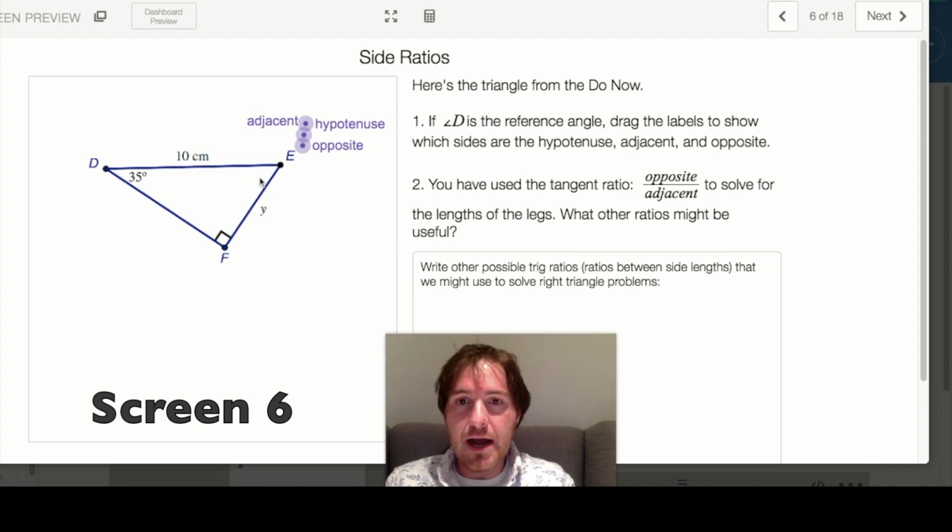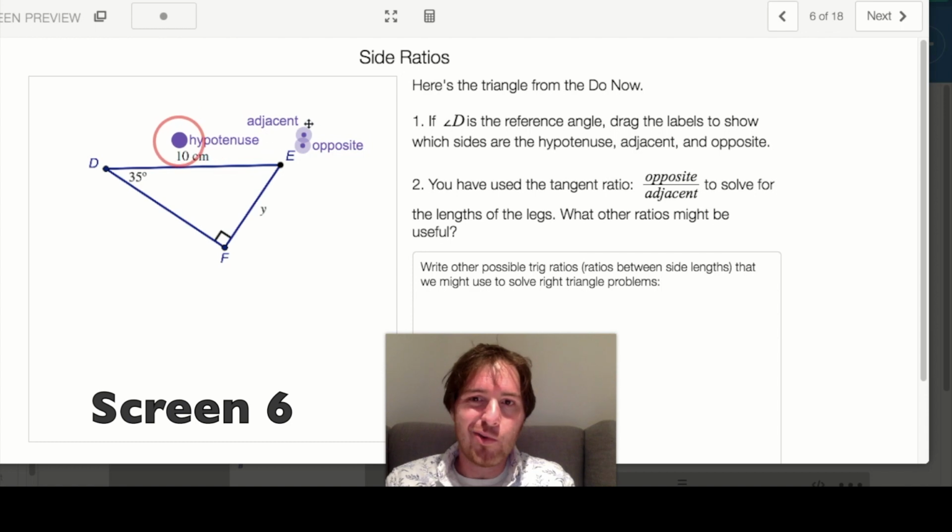So check this one out. We've got this first question: if angle D is the reference angle, drag the labels to show which is the hypotenuse, which is adjacent, and which is opposite. I'm going to go ahead and do that for you guys. I'm just going to do the whole lesson with you today, so you can pick and choose what you want to watch.